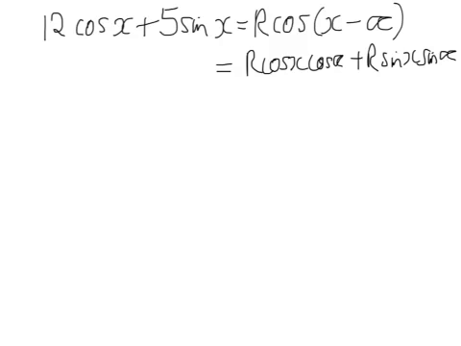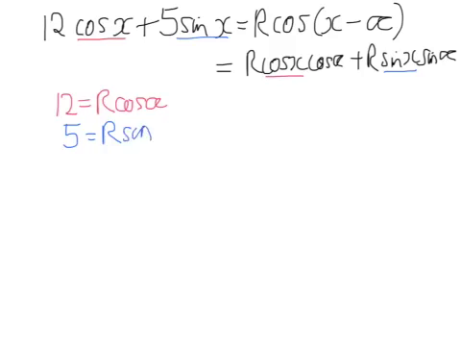Okay, so we're going to compare the left-hand side with the right-hand side. Over here we've got a cos x, and on the right-hand side we've also got a cos x. So if we compare the terms in cos x, we can see that 12 must be equal to R cos alpha. And similarly, if we look at the terms in sin x, we've got sin x here and a sin x here, and we can see that 5 must be equal to R sin alpha.